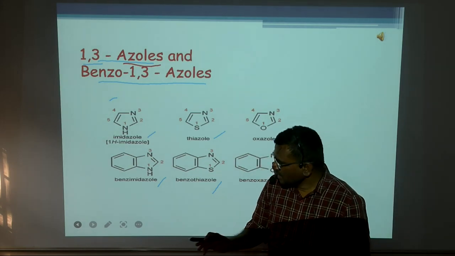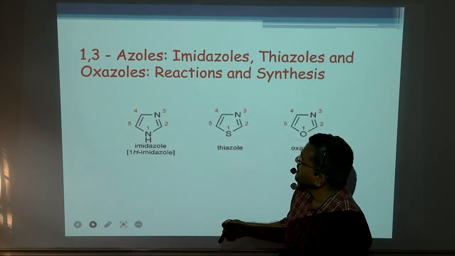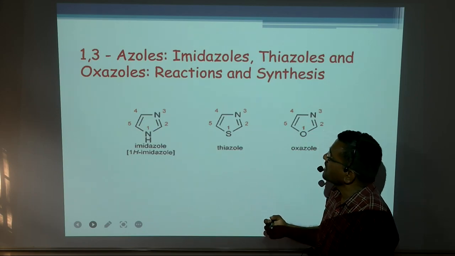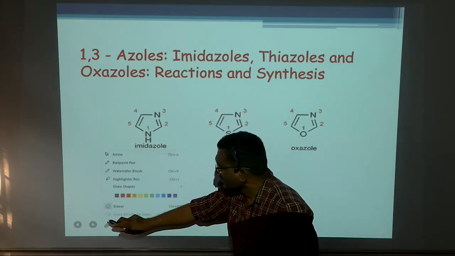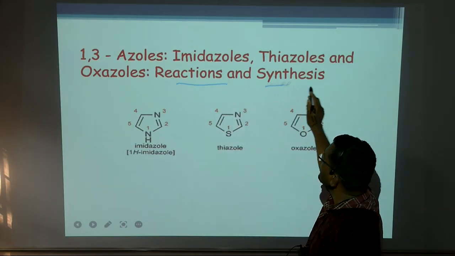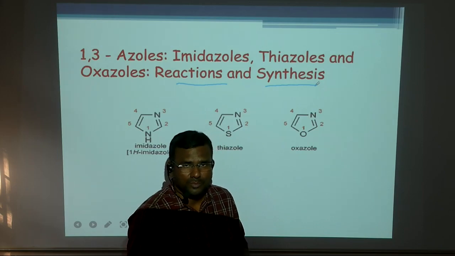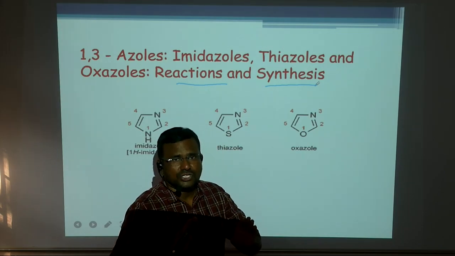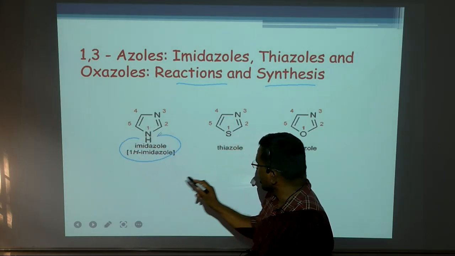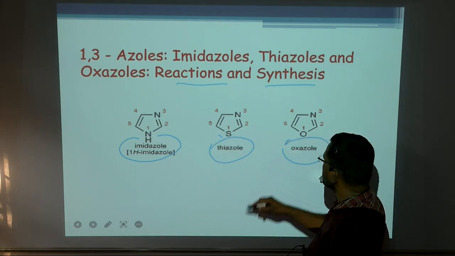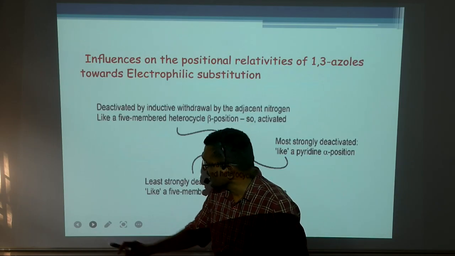Okay. Now, once you understand what azole compounds are, the next important topic is the 1,3-azole examples: imidazole, thiazole and oxazole, their reactions and their synthesis. So as I told you earlier, there are three examples of 1,3-azole. First one is imidazole, second one is thiazole and third one is oxazole. Now we are going to start the discussion on their reactions and synthesis.